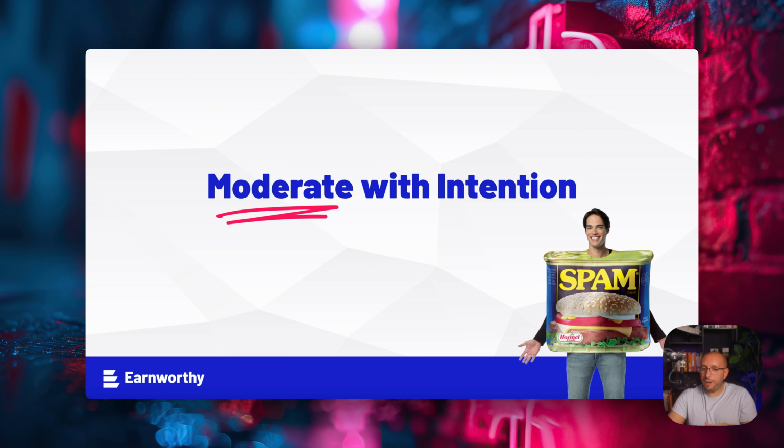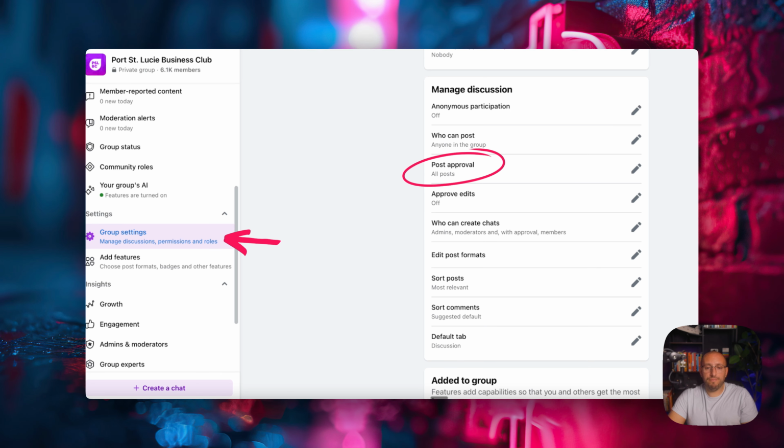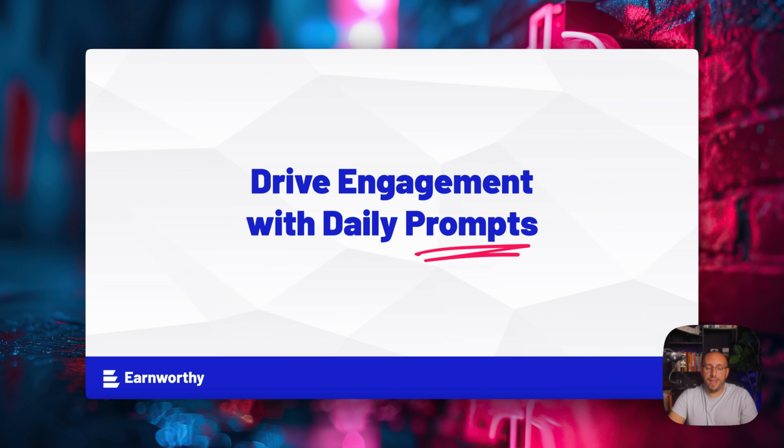You can't just have rules without moderation. You can't have moderation without rules. So you have the rules, but then you have to actually enforce them. So you want to moderate with intention to keep the spam out of the group. And one thing I recommend doing is going into your group settings and turning on post approvals for all posts, meaning that if someone wants to post something in the group, it should be approved by a moderator or an admin before it goes live. Again, this is going to help you cut out a lot of that spam.